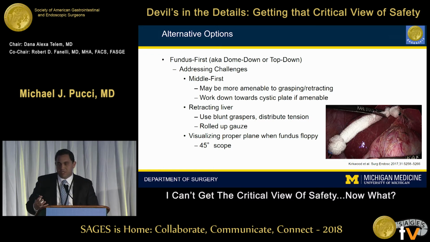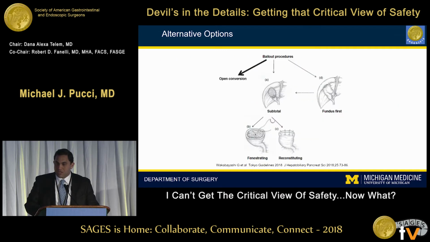So, either a blunt tip grasper and you just spread the jaws to distribute the tension, or this author group uses a rolled up piece of gauze for that purpose. You can consider using a more angled scope if the fundus is very floppy and you want to get a better angle. The most recent Tokyo guidelines, published earlier this year, list subtotal cholecystectomy as another bailout option, of which there are 2 subtypes.